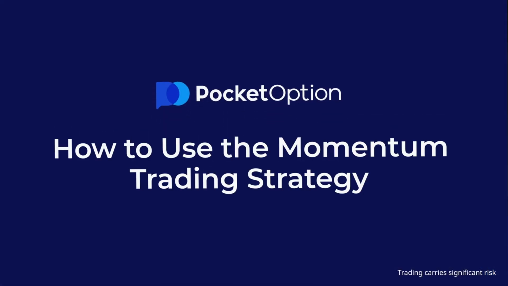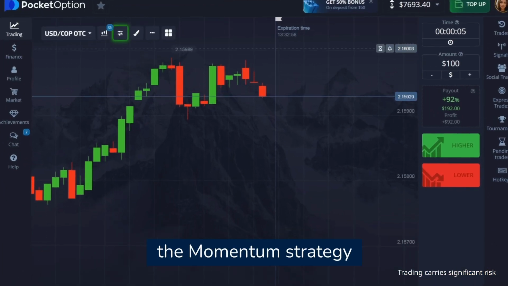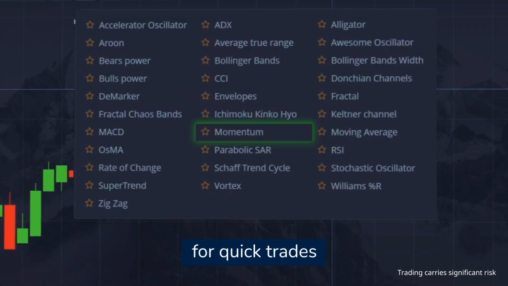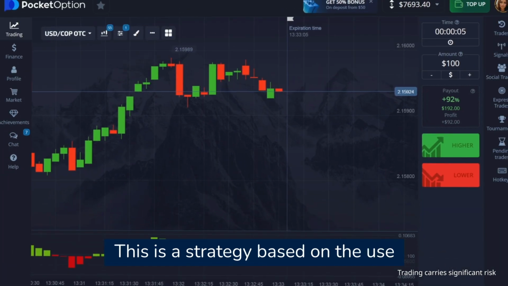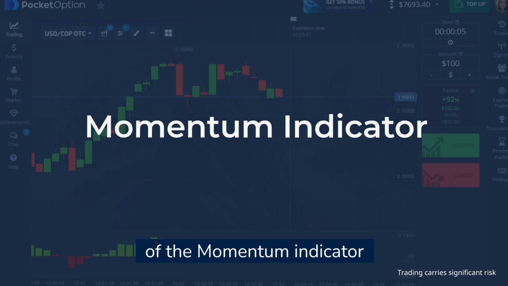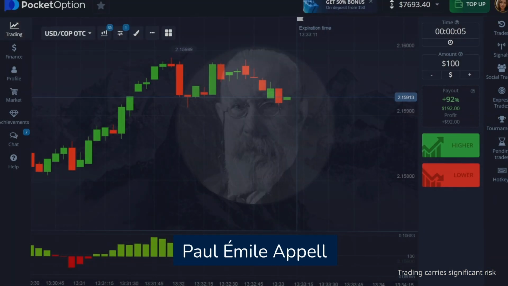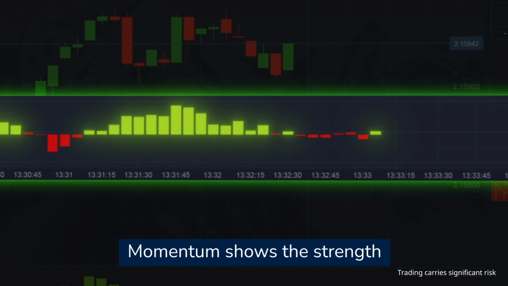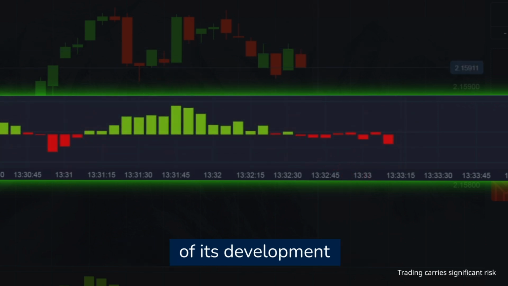How to use the Momentum Trading Strategy. Today we will show you how to use the Momentum strategy for quick trades starting at 5 seconds. This is a strategy based on the use of the momentum indicator created by French mathematician Paul-Émile Appel. Momentum shows the strength and direction of the trend, as well as the further potential of its development.